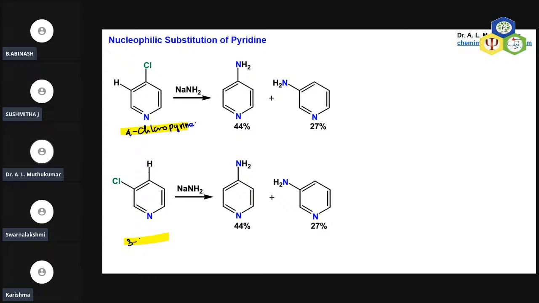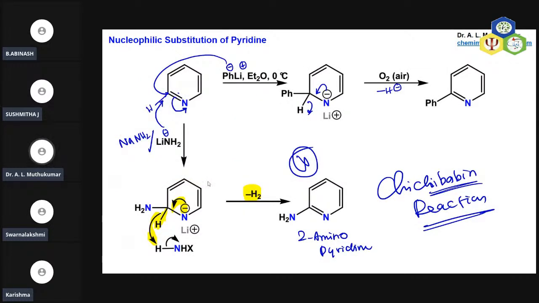This is 3-chloropyridine. If you treat both compounds with sodamide, you can check here. This is also treated with sodamide. This is also treated with sodamide. Definitely, you may be thinking that a Chichibabin type of reaction will be taking place here.